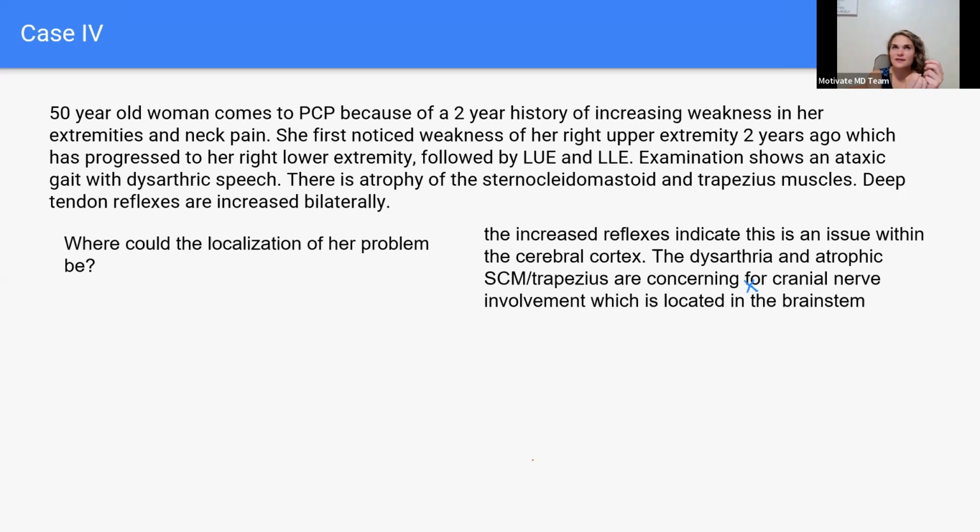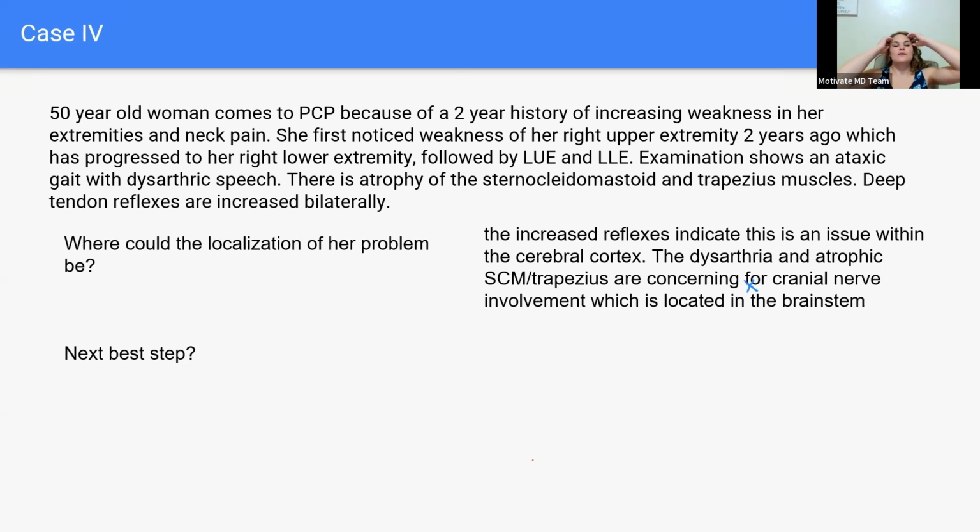And so that leads us to think, oh, the brainstem, because the brainstem near that area is where we have the cranial nerves that are leaving to go to the SCM and the trapezius. It's also where we have the motor tracts going down into the spinal cord. And it also has the cranial nerves that can help with speech, tongue movement, things like that.